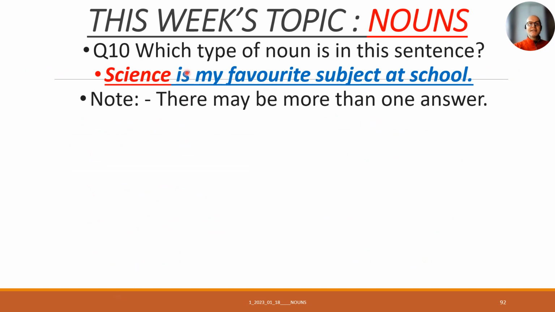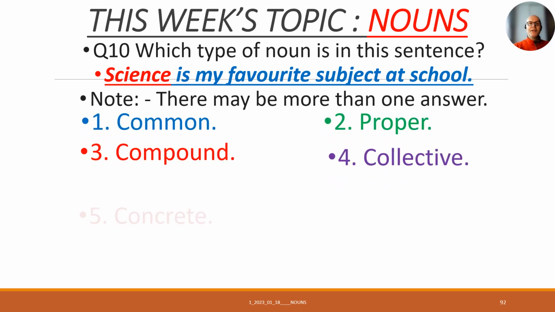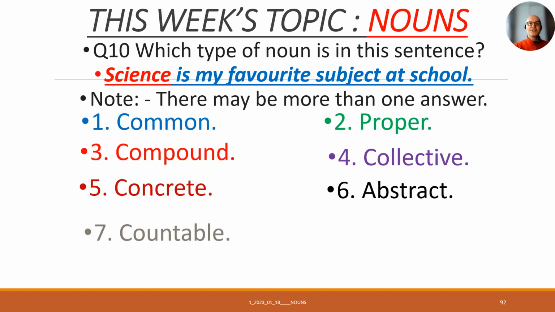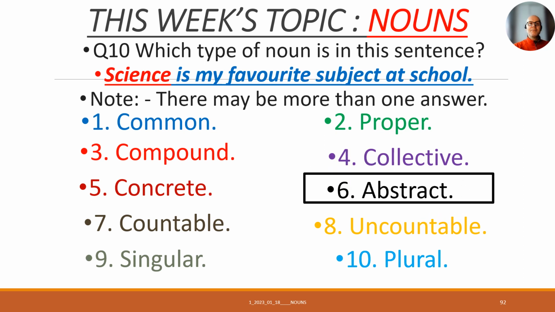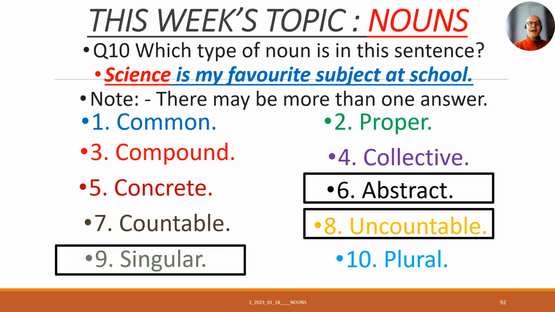Question 10. Science is my favourite subject at school. Which type of noun is science in this context? Science is my favourite subject at school. Abstract, uncountable, and singular.